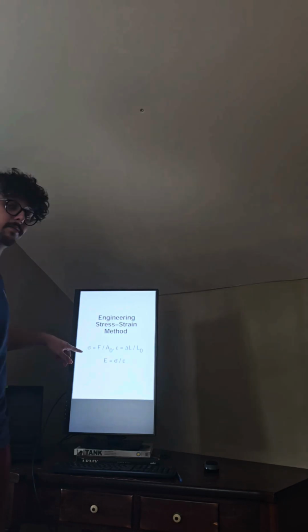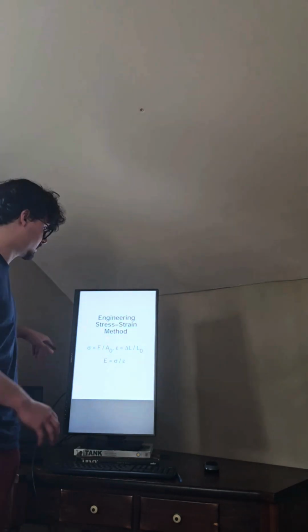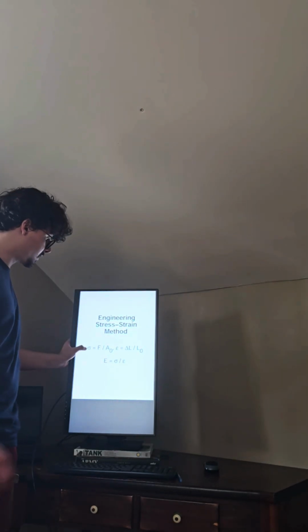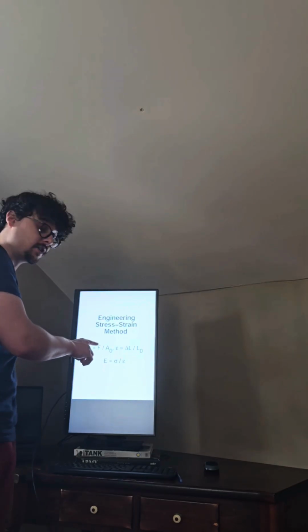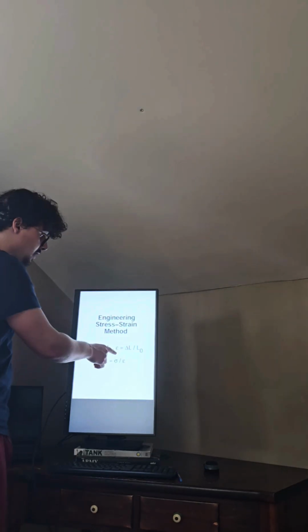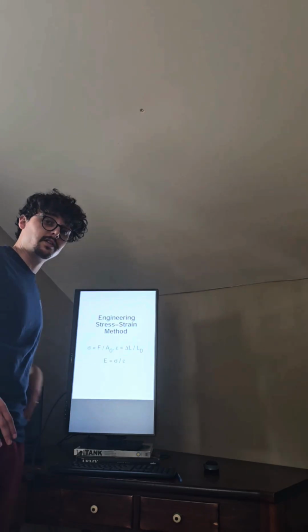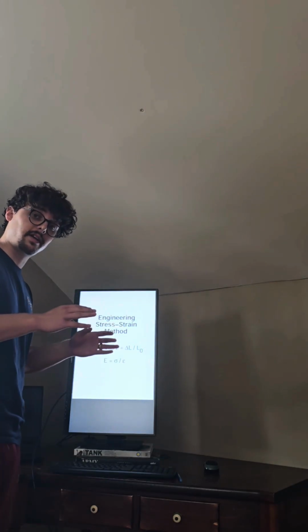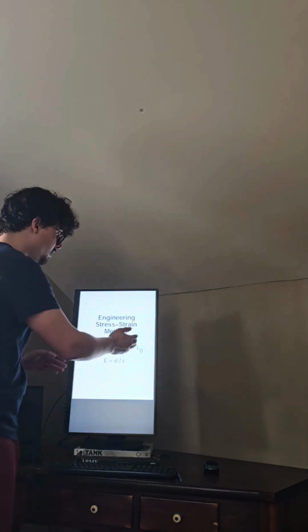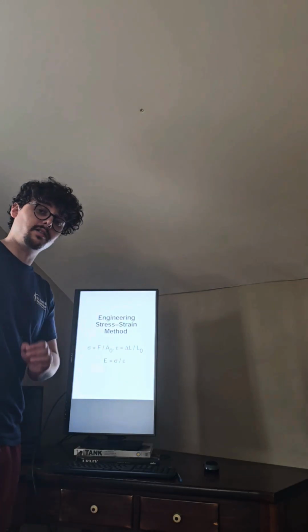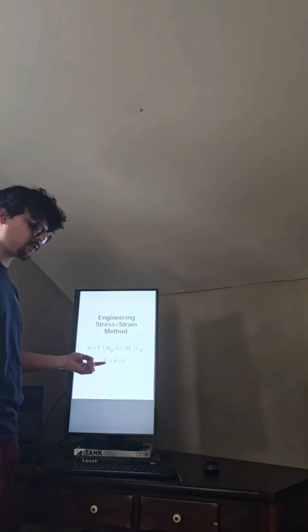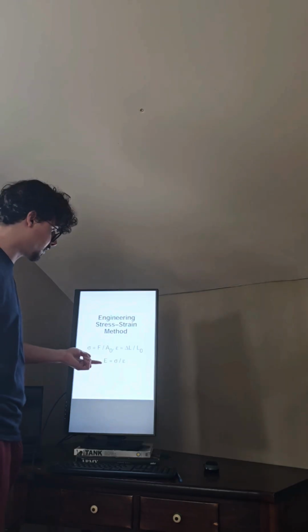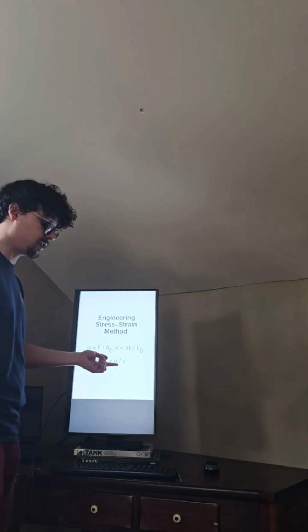So starting with a little bit of a breakdown of what everything means. This is stress. Stress equals force divided by cross-sectional area. Then strain. Strain equals the difference between the final length and the original length divided by the original length. And then as we can see, the formula for Young's modulus is nothing else but stress over strain.